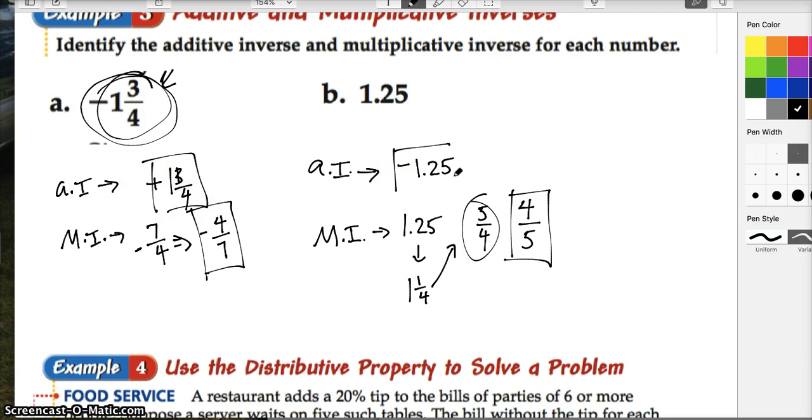All right. So my answer to the additive inverse is merely changing the sign. My answer to the multiplicative inverse means to change it to an improper fraction, and flip it.